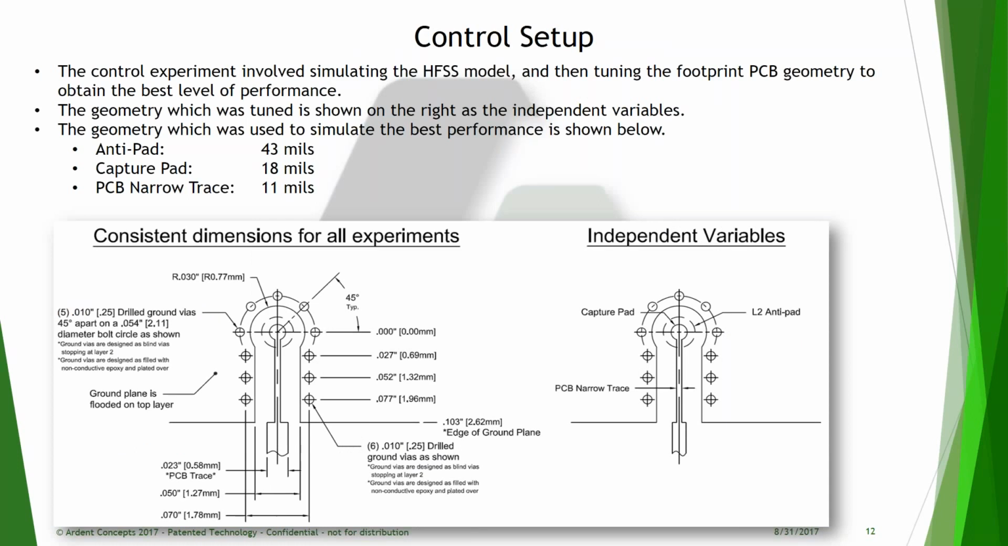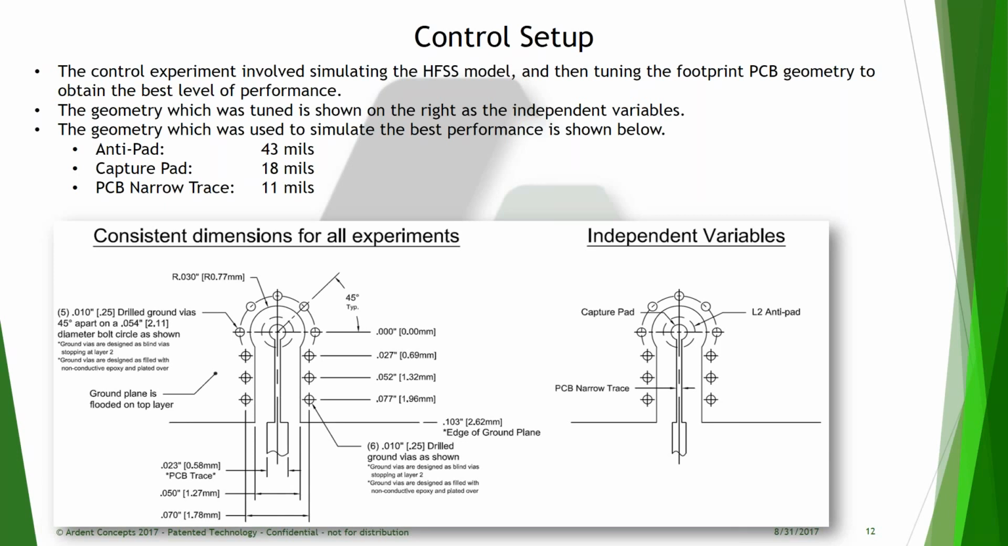For the first case, we look at the control setup. On the control setup, what we did is we simulated the performance of the TR device with the PCB, and then we tweaked the geometry to obtain the best level of performance. The geometry that we tuned were the independent variables, and you can see, again, those listed in the image on the bottom right. And the resulting geometry, which gave us the best performance, is as follows.